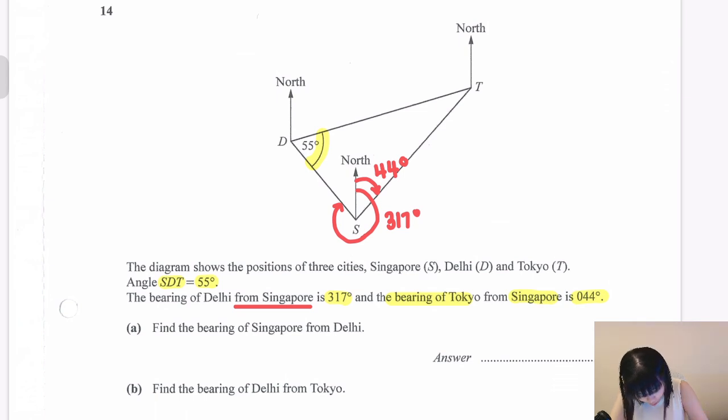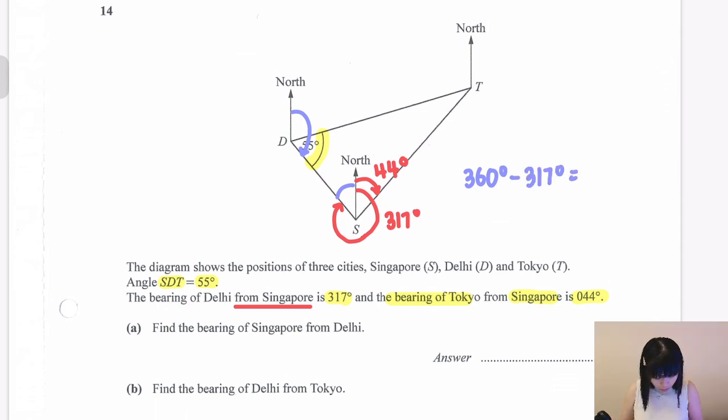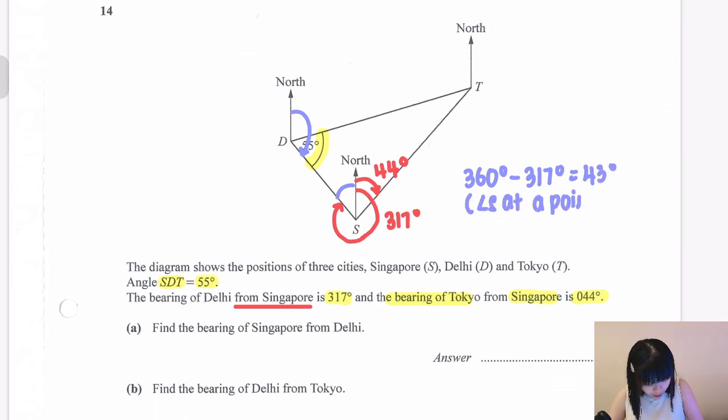From the hill means your north compass is here and clockwise all the way until you get to Singapore. So how do we solve this question? Number one, we will find this angle first. To find that angle, I will take 360 degrees minus 317 degrees. I will have 43 degrees, and this property is angles at a point.